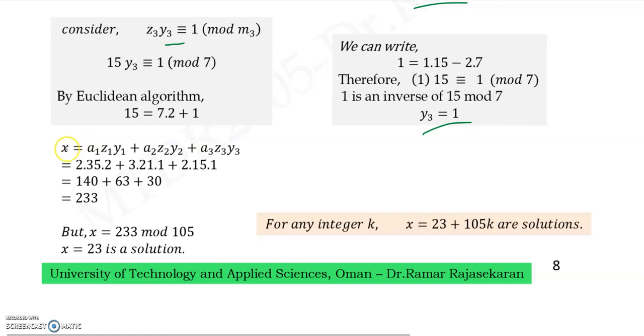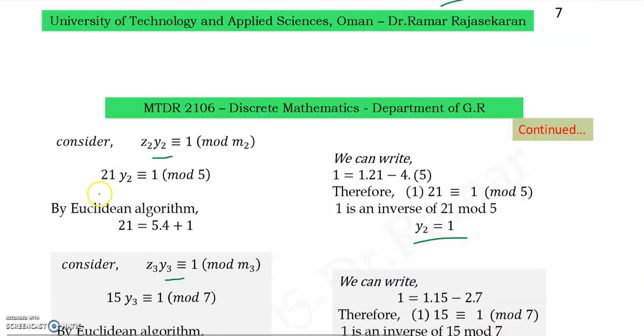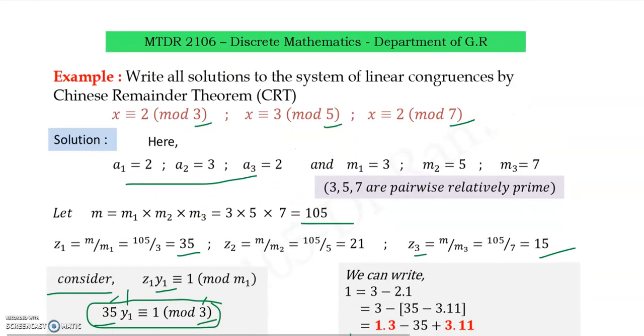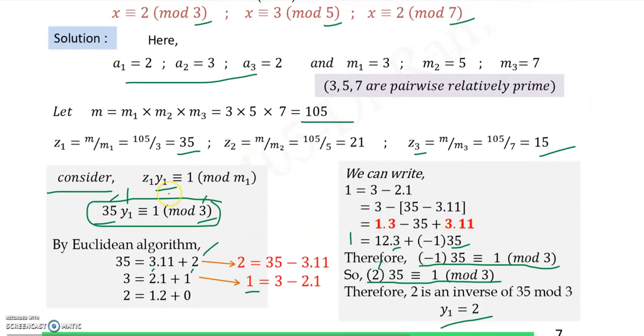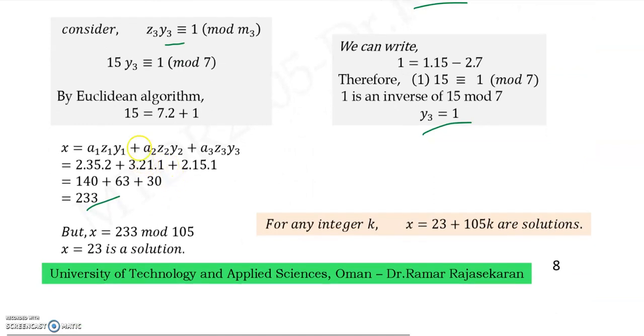Now, how to find the value of x? This is the rule. a1 is z1 y1, a2 is z2 y2, a3 is z3 y3. We have to add all. So you substitute all the values, and the value is 233. But x equal to 233 is bigger than our modulo value. So now I'm finding x is equal to 233 modulo 105.